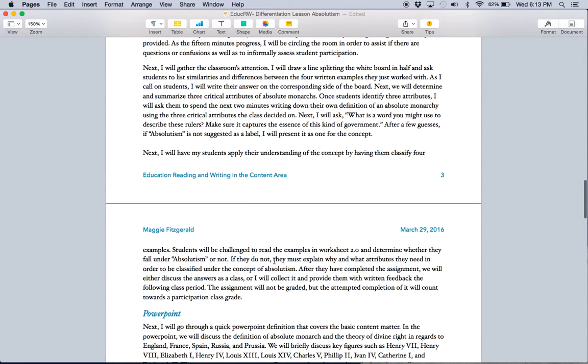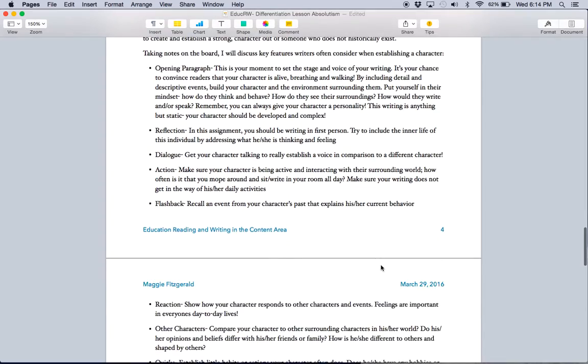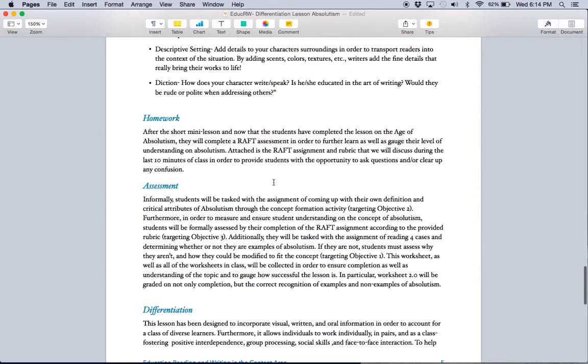And then over here, I give them a worksheet, 2.0, where they have to classify specific examples as absolutist or not. We go over a brief PowerPoint. I have a mini lesson on how to complete a RAFT assignment and establish character. And then the RAFT assignment, again, is for homework.